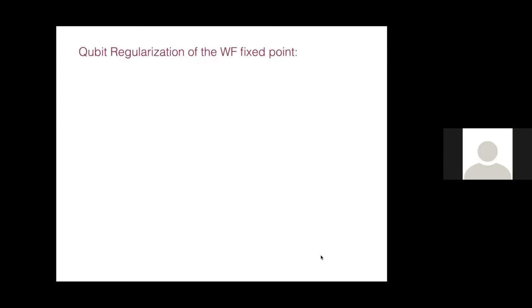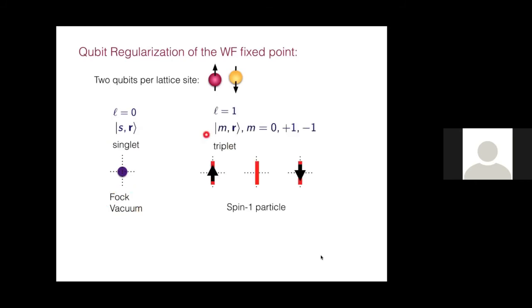Now, what about the qubit regularization approach? In the qubit regularization approach, remember that we are going to replace the traditional model with just 2 qubits. So we are going to have singlets as states, which we will view as a Fock vacuum state, right? And then the triplet will be spin 1 particles moving around on your lattice, right? So these 2 are the degrees of freedom we will try to start with.